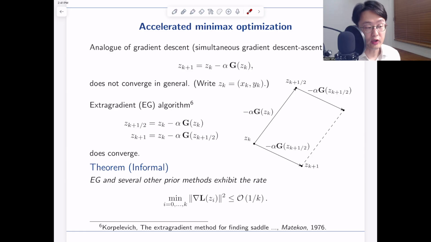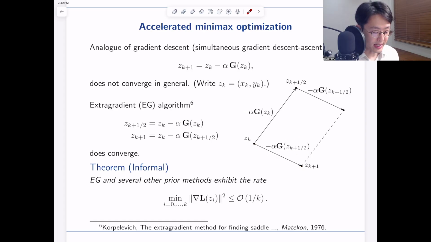So then what is the convergent baseline algorithm? The convergent algorithm is called the extra gradient method. The extra gradient method is a classical algorithm due to Korpelovich in 1976, and it looks like this. So let's read the algorithm. Here I have this diagram. Starting at zk, we evaluate the g operator, and we move in the negative g direction to get to zk plus 1/2. Then at zk plus 1/2, we evaluate the g operator, but instead of moving in the negative g direction from there, we go back to our starting point zk, and now move in the negative g direction, but with the g evaluated at zk plus 1/2, and that takes us to zk plus 1.